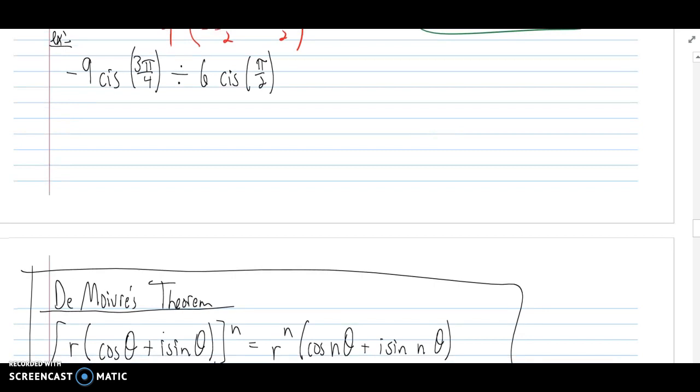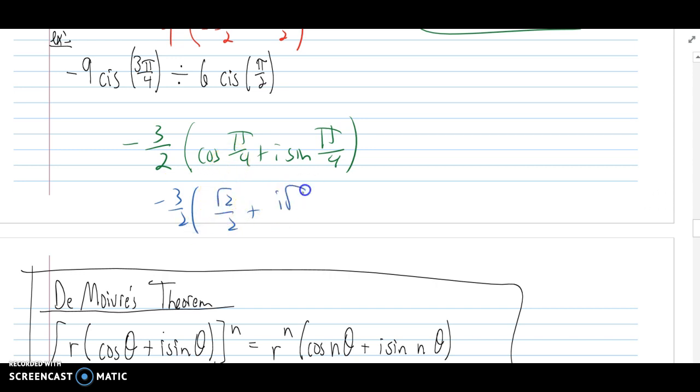One more with division. Negative 9 divided by 6 is negative 3/2. When you subtract those angles, you need a common denominator. 3 pi over 4 minus 2 pi over 4 would give you 1 pi over 4. Just one like this. Pi over 4 is 45 degrees. So the cosine of pi over 4 plus i times the sine of pi over 4. And now distribute, and we're going to have negative 3 root 2 over 4 minus the i root 2 over 4.